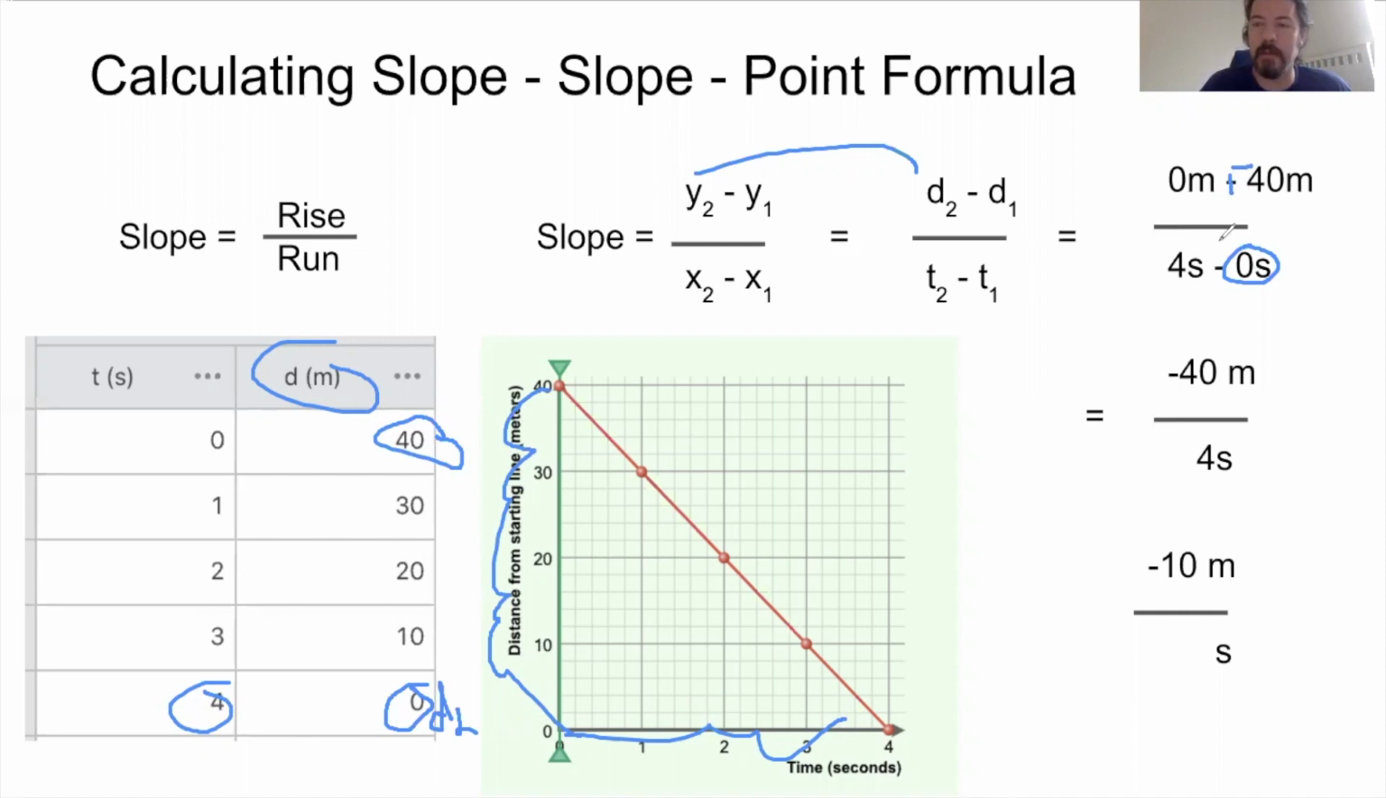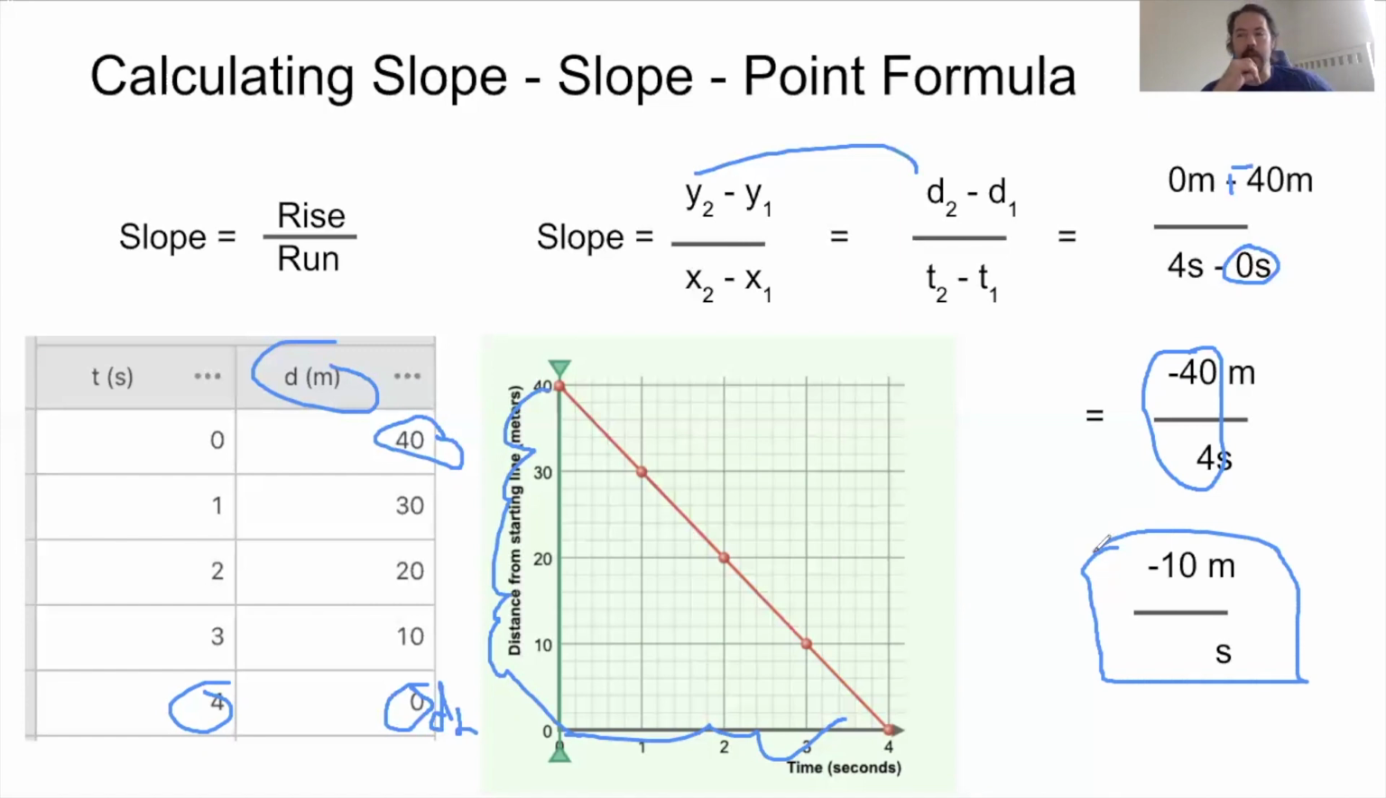But 0 plus negative 40 is negative 40 divided by 4 minus 0, which is 4. Notice I'm using the units the whole time. So we've got meters divided by seconds, and then negative 40 divided by 4 is negative 10. And then I put my units, and that is the correct answer. Whew. Okay, so the really tricky thing with the negative one is making sure you're putting the numbers in the right order and just looking at the picture. Is it negative? Then yes, at the end, my answer should be negative. Always do that common sense check at the end, and you'll be pretty good to go.